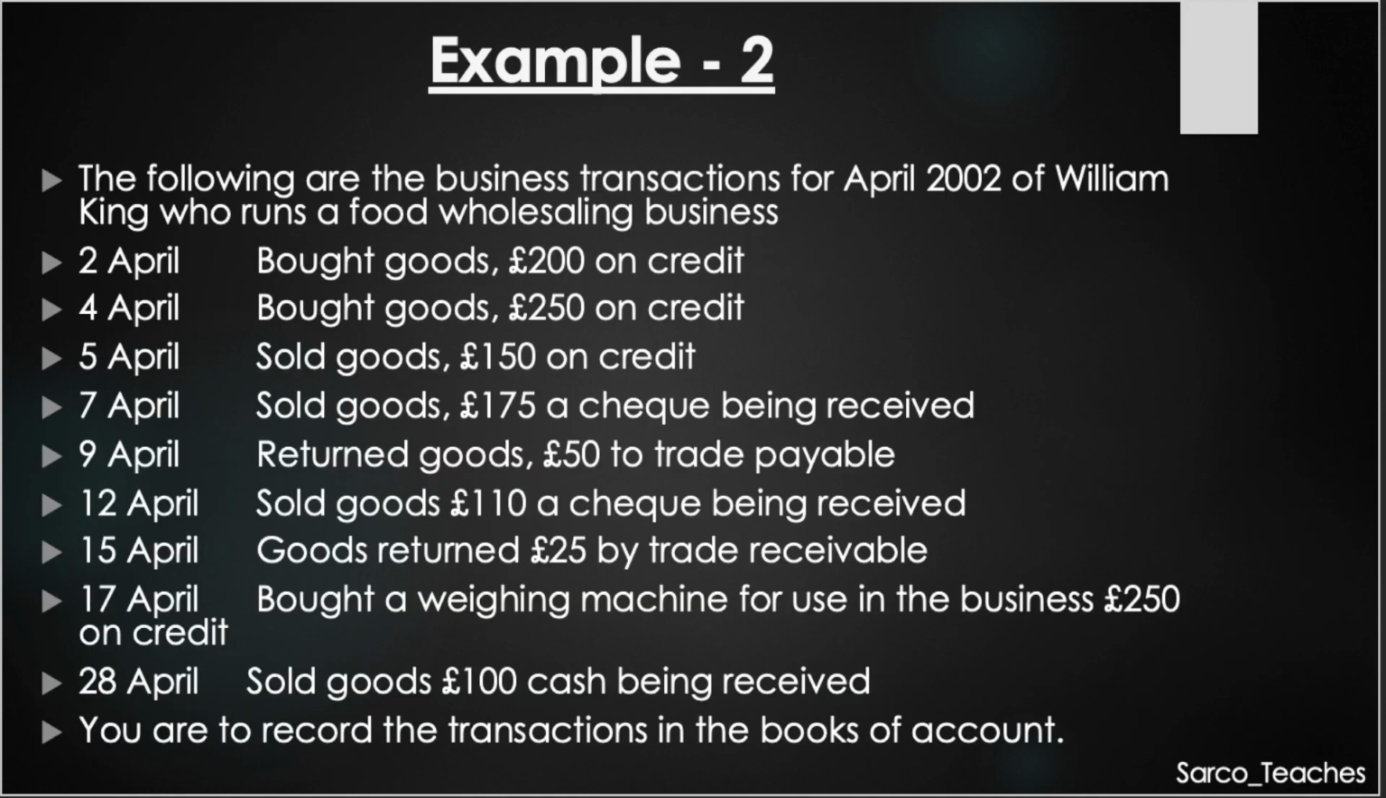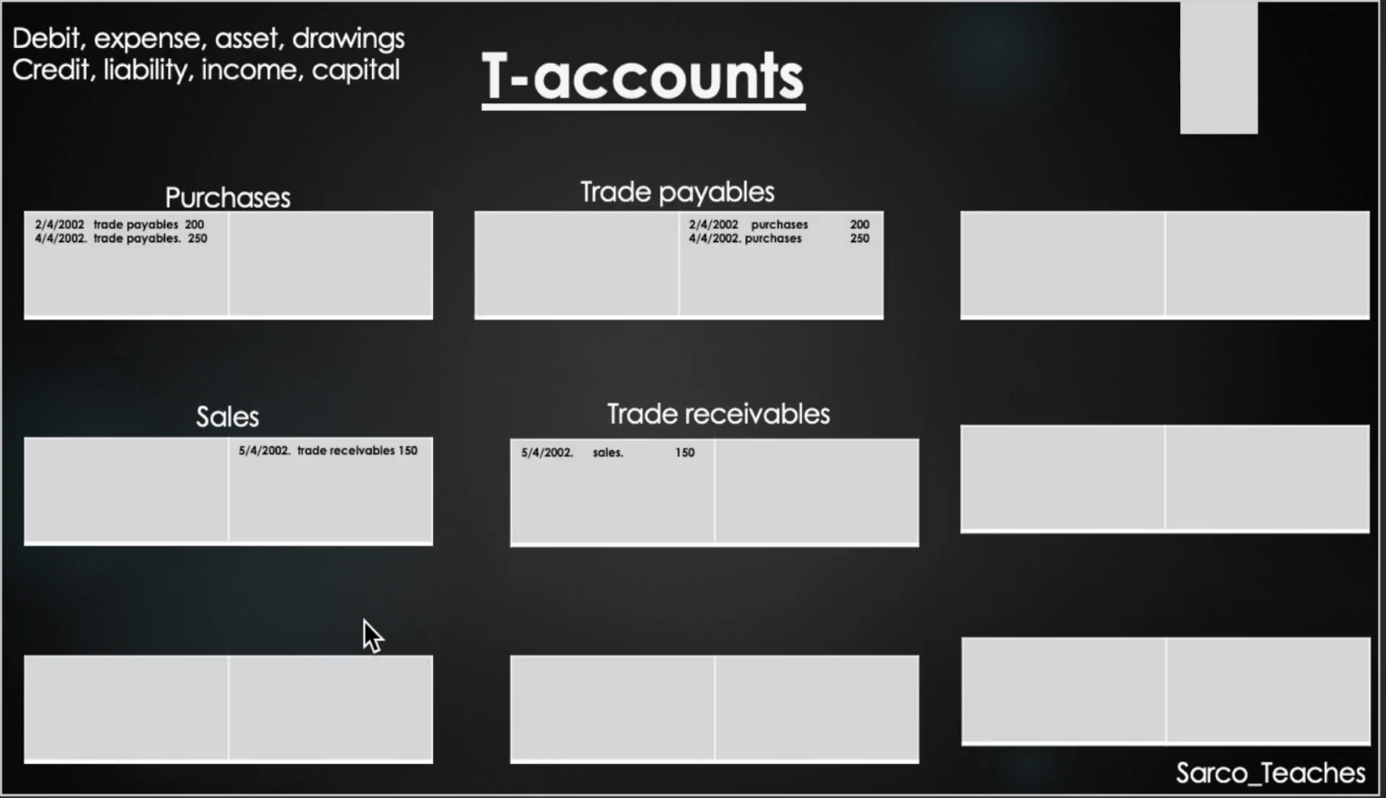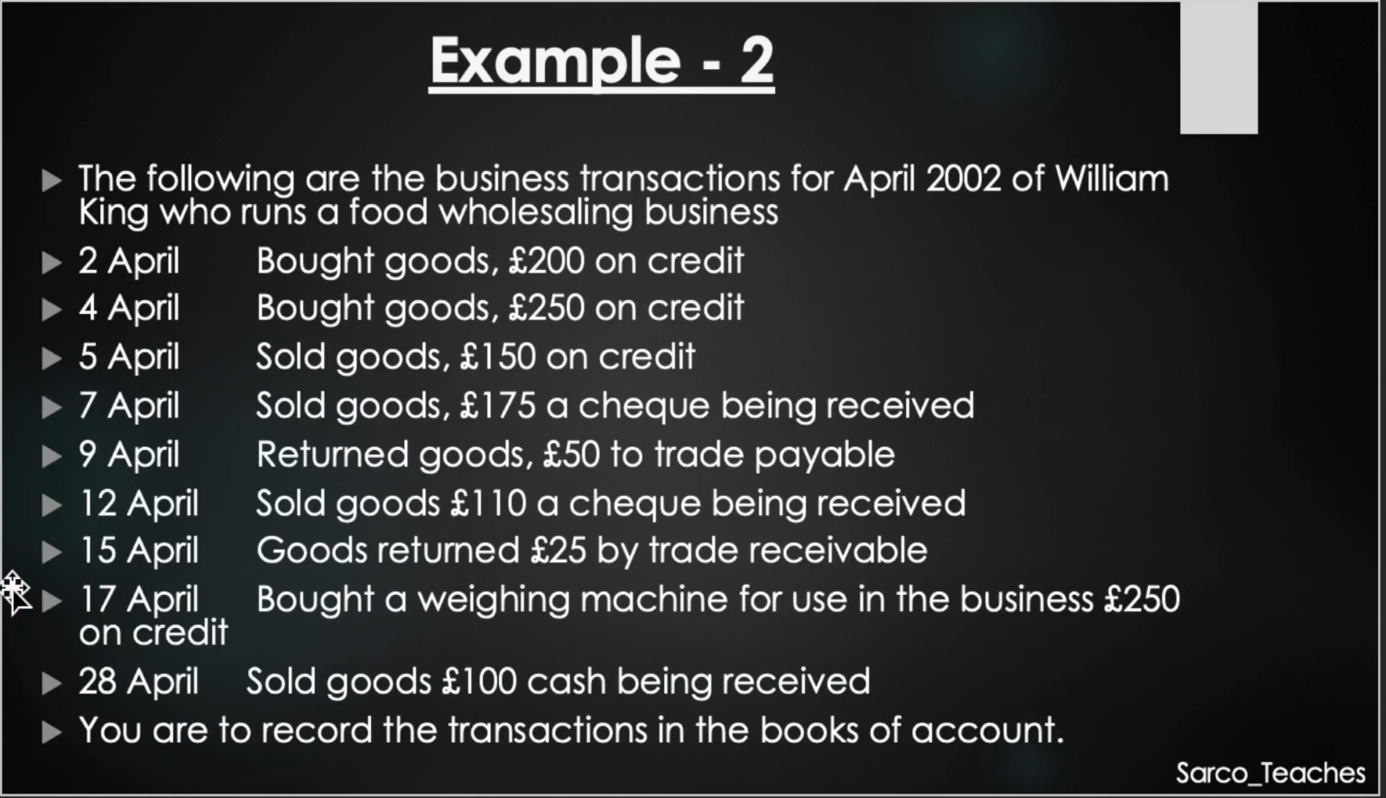Fourth adjustment, on the 7th of April, sold goods, £170, a check being received. The difference between this and the one before is this one we're receiving the money straight away. So it goes into the bank because it's paid by check as well. So what we have to do now is open up a bank account. However, we don't have to open up a sales account because we already have one.